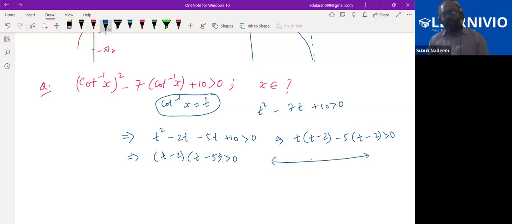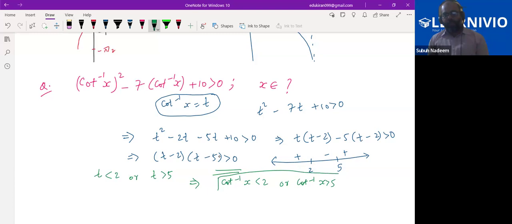So we have t minus 2 into t minus 5 is greater than 0. Now, if we see the algebraic scheme, it is 2, it is 5, it is positive, it is negative, it is positive. Because it is greater than 0, you find that t is either less than 2 or t is greater than 5. So what is t now? T is cot inverse x. So cot inverse x is less than 2 or cot inverse x is greater than 5. So we reached till here. Now after coming to this point, you have to see the interval of x. So just write till here.